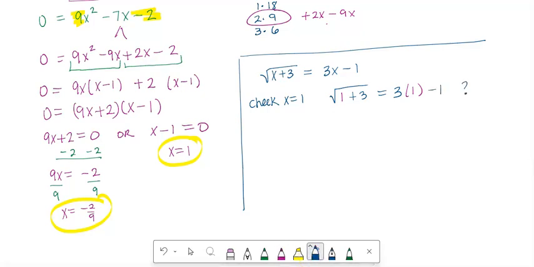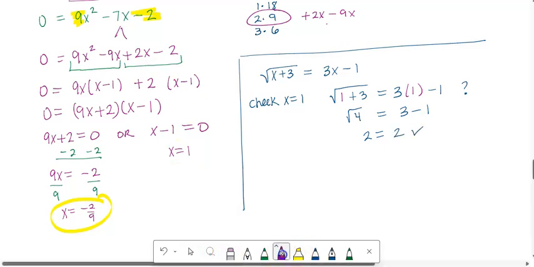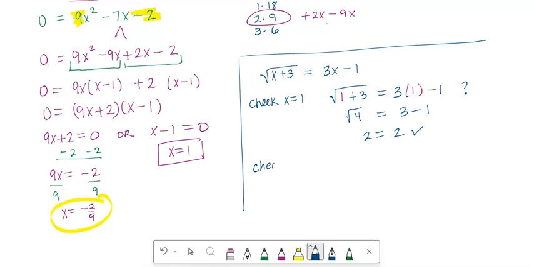We want to know if this is true. The square root of 4 is equal to 3 minus 1. Yes, we're getting 2 is equal to 2, so that one works. So over here, I'm going to put a box around this. We know that x equals 1 does work. So now let's check x equals negative 2 over 9.